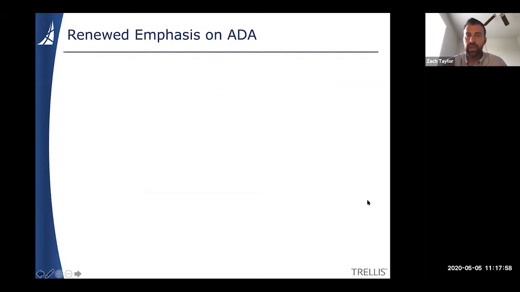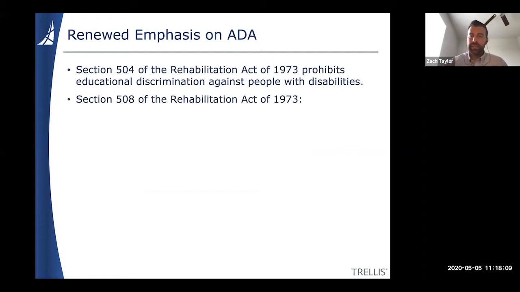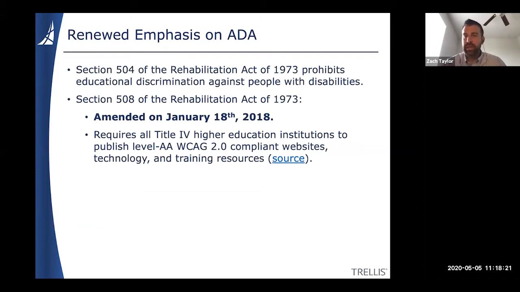So Section 504 of the Rehab Act of 1973 was kind of that big blanket law about educational discrimination against people with disabilities. And that has consistently been renewed over and over and over again. So Section 508 in 1973 was amended then in January 2018. And this amendment required all Title IV institutions to publish at least level 2 WCAG compliant websites. So within WCAG 2.0, there's level A, which is the lowest threshold, level AA, and level AAA. And WCAG then, and the most recent amendment to Section 508 required level AA compliance. So most people on this call today, if you're a Title IV institution, you must be level A and level AA compliant. And I'll show you some examples of what those are a little bit later.